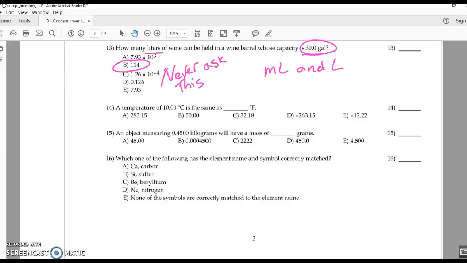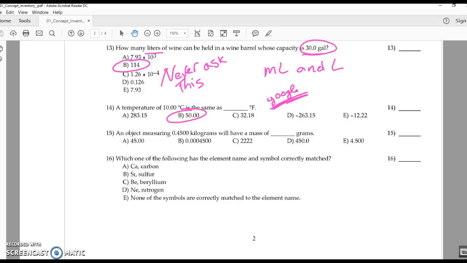Let's see here. Temperature is 10 degrees Celsius is the same as blank. Again, I will give you that conversion. So in the meantime, like on a quiz, I'll give this to you. But Google something like this just to get the hang of it. The answer is 50.